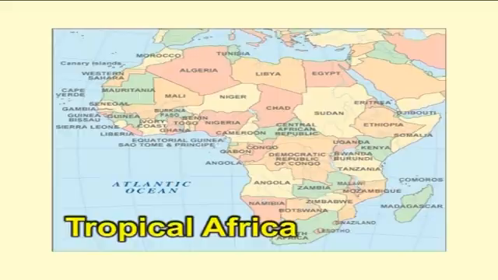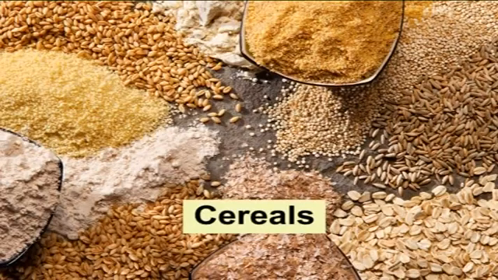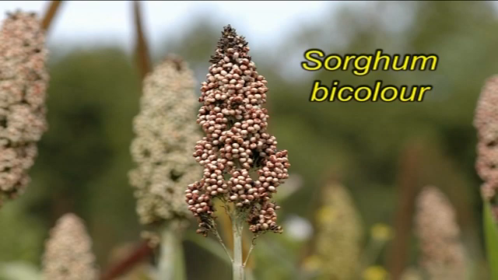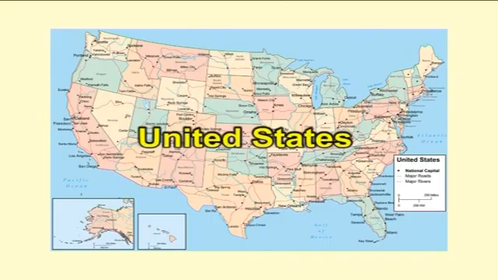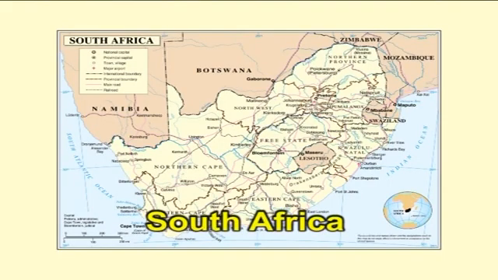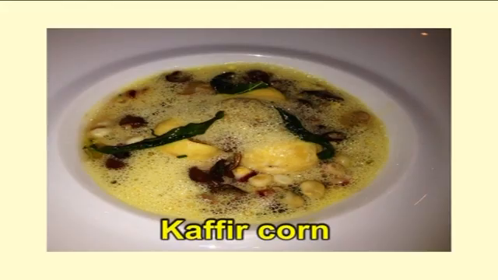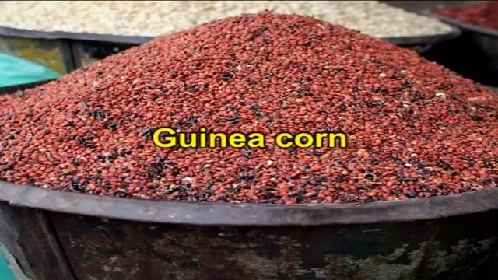Barley is a temperate crop. In many parts of tropical Africa, beer has been brewed for generations with locally available cereals. The commonest cereal used is Sorghum bicolor, which is also called Sorghum vulgare, known in the United States as milo, in South Africa as Kafir corn, and in some parts of West Africa as Guinea corn.